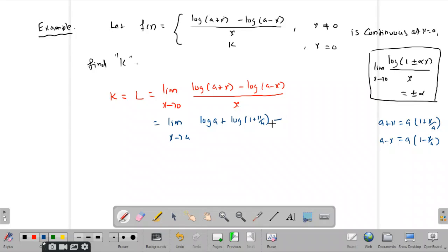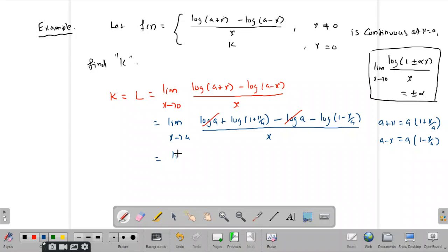So minus, a similar approach is required for the second term also. The first term of the second term, log a, then plus, yes, on the middle sign minus, it will be minus log of 1 minus x by a, by x. Now looking at the terms, the cancellation is possible: log a and minus log a cancel.